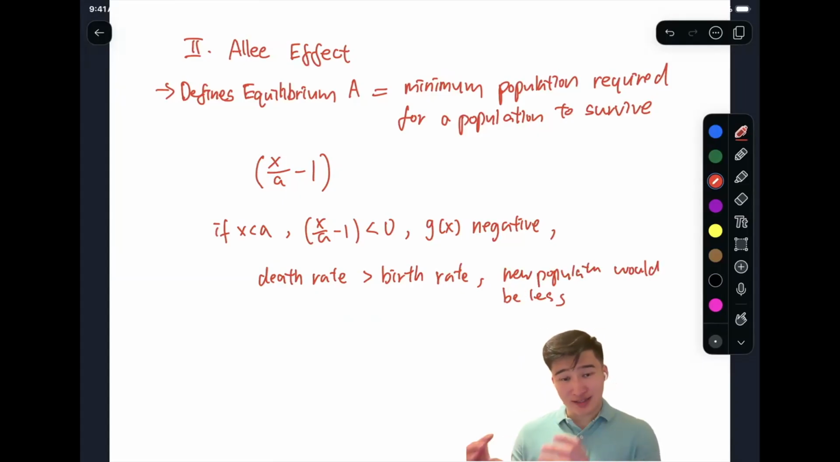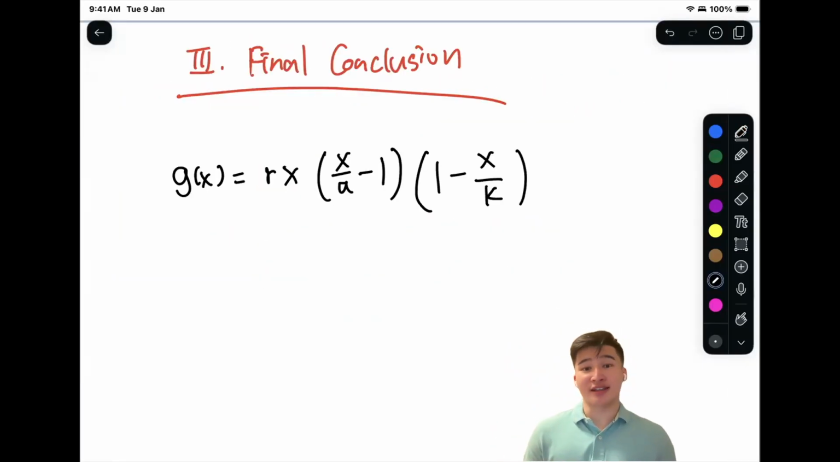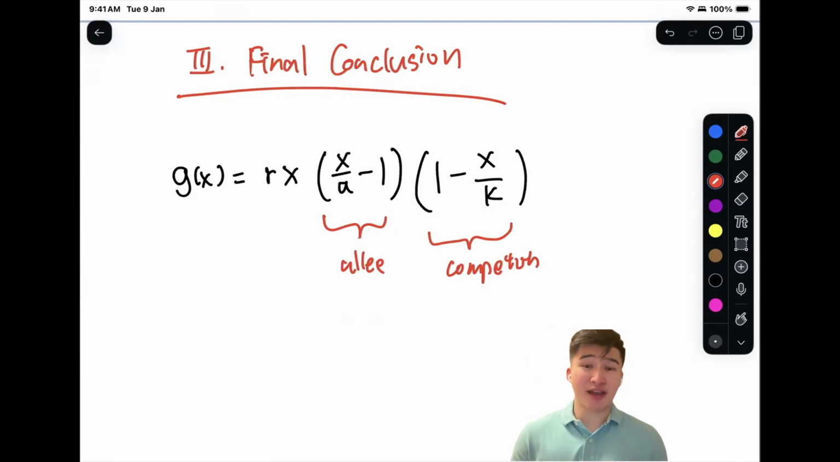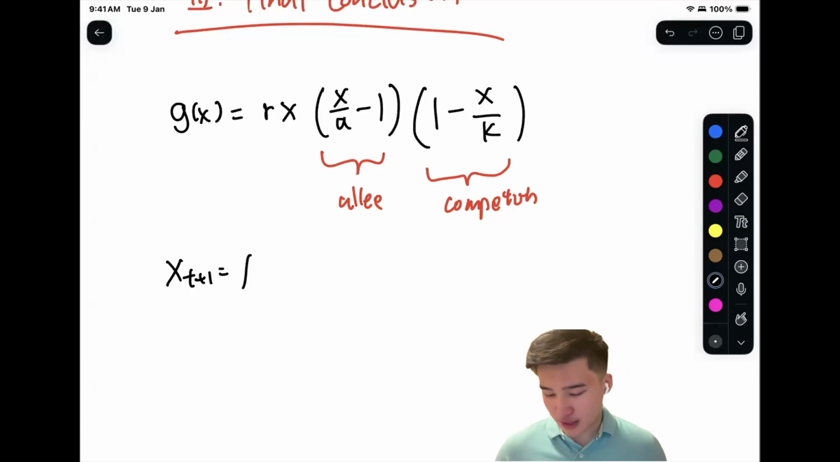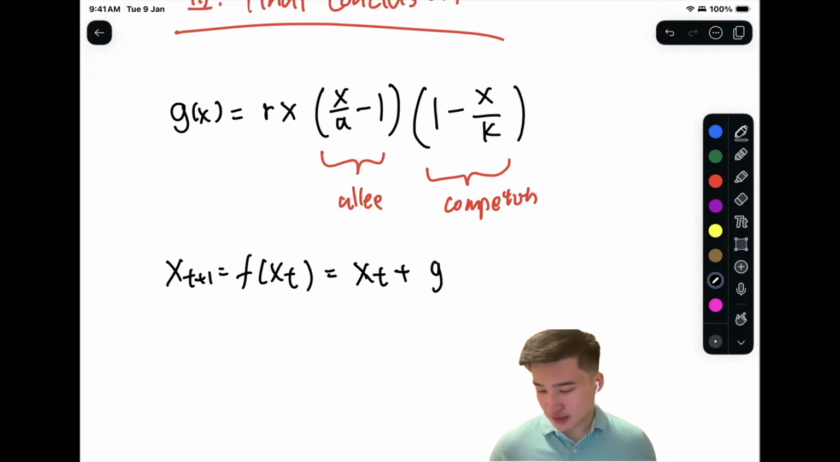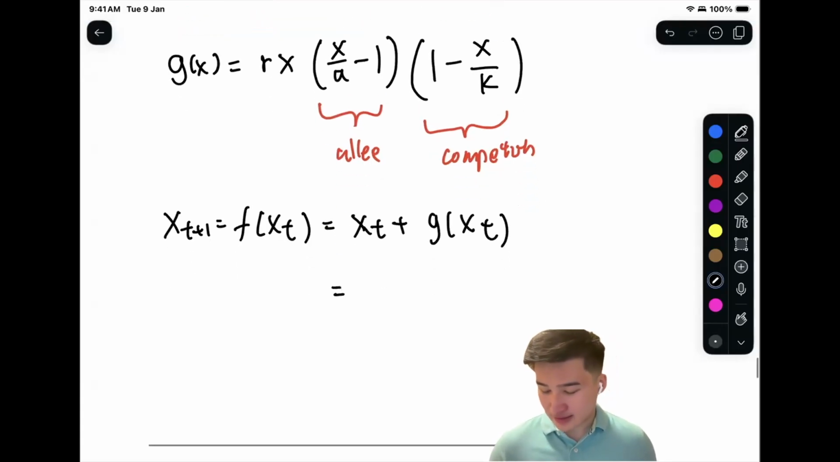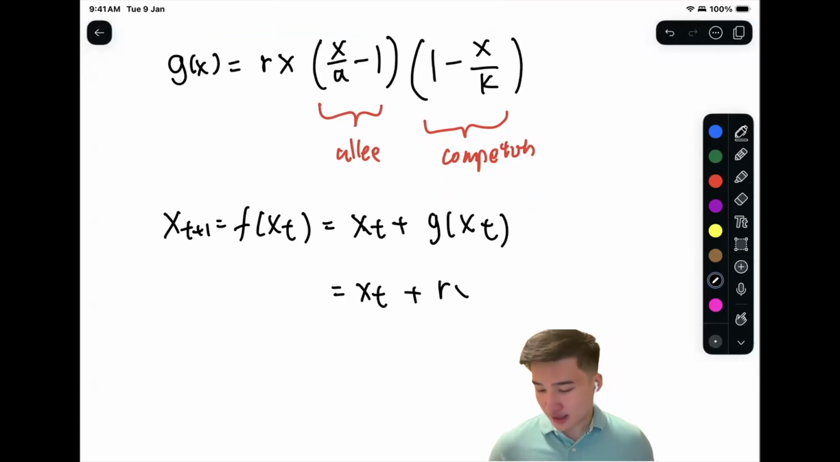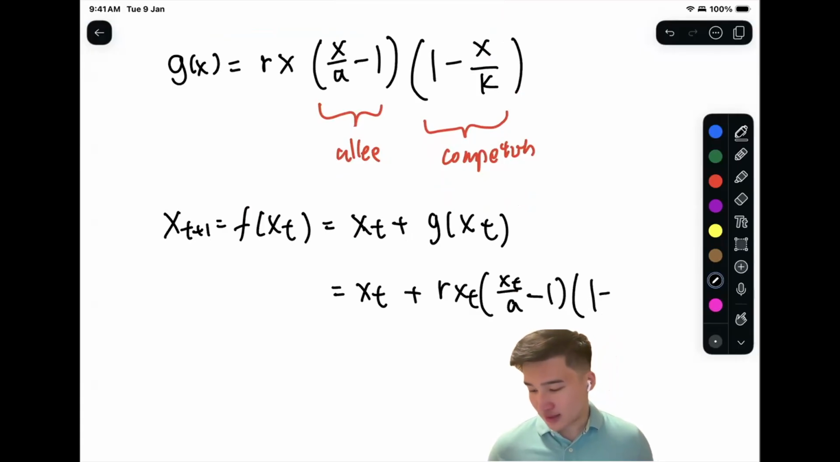All we have to do is put this Allee effect into our previous equation. We're going to have something like this: g(x) equals r x times x over A minus 1. Again, this is our Allee effect, and times 1 minus x over k, that's the competition. I hope that makes sense to you. Now, we can implement this in our updating function. f(x_t), our updating function, equals x_t plus g(x_t), and so we have x_t plus r x_t times x_t over A minus 1 times 1 minus x_t over k.